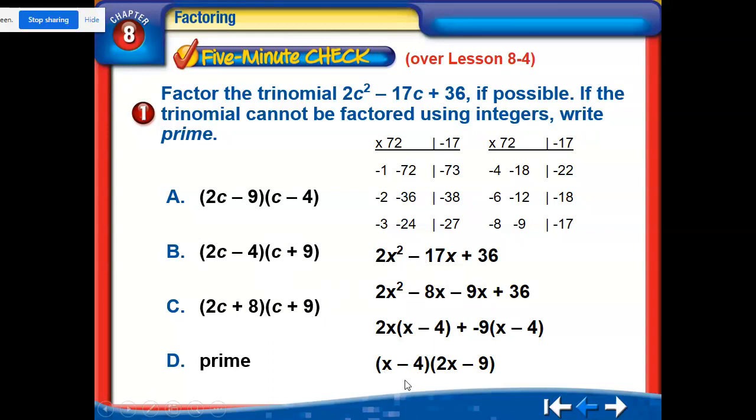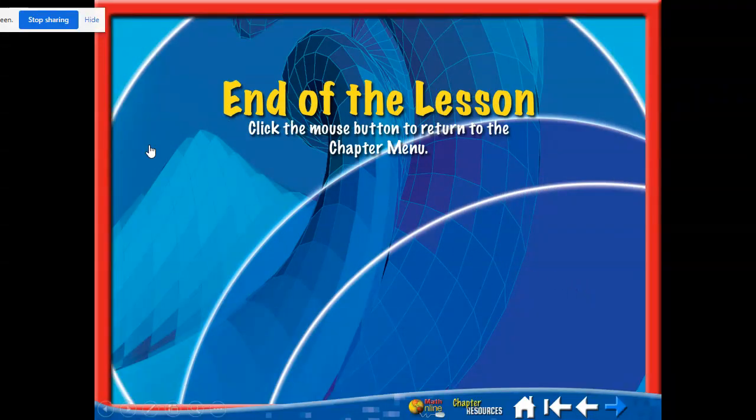Notice I changed it from x to c. That happens a lot. If you do that, that's fine. If you want to put it back as c, that's obviously fine too. And that's what I have for you today.